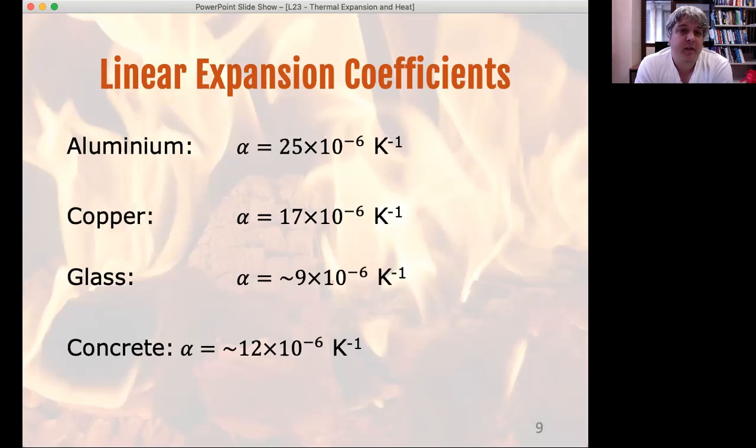Some examples of these linear expansion coefficients. We have aluminium at 25 times 10 to the -6 per kelvin. Copper alpha is 17 times 10 to the -6 per kelvin. Glass about 9 times 10 to the -6 per kelvin, and concrete about 12 times 10 to the -6 per kelvin. Glass and concrete are both "about" because the exact thermal expansion coefficient will vary depending on the exact makeup of the glass and concrete. You can create them differently. You can change the ratios of different elements in the glass and the concrete, and that will change the resulting substance and therefore change its linear expansion coefficient. But they are usually in those regions given.